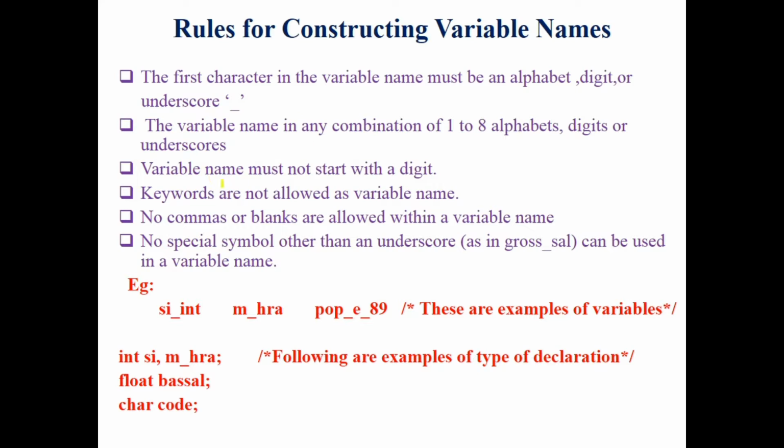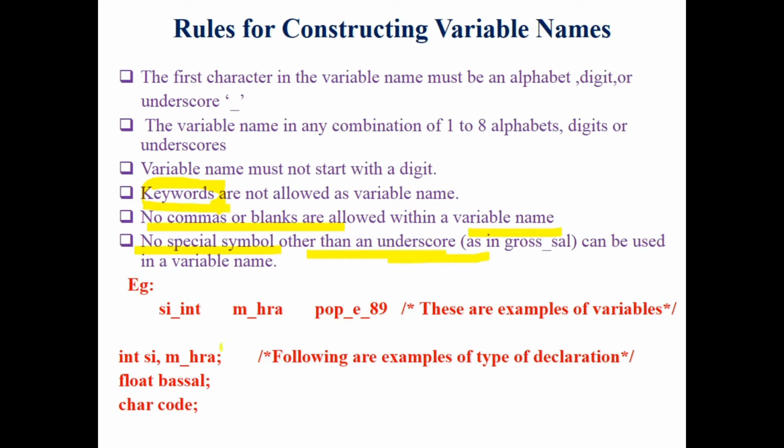So the variable name must not start with a digit. Keywords are not allowed as variable names, because keywords are words whose meaning is already defined and we cannot use them for our own use. No commas and blanks are allowed in the variable name. No special symbols other than underscore are allowed.